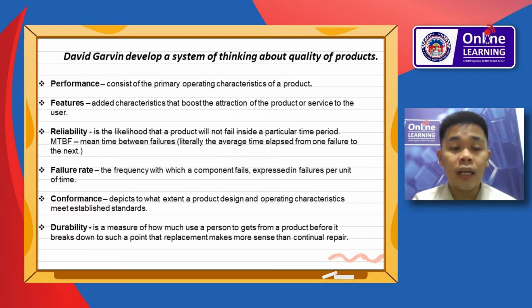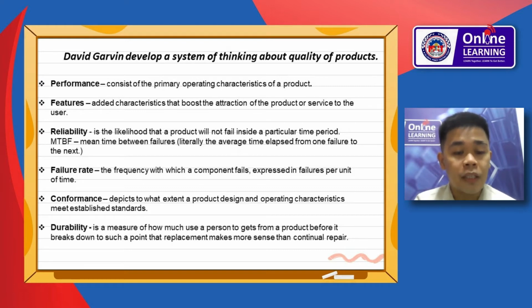Then, for reliability, it is the likelihood that a product will not fail inside a particular time period. MTBF means mean time between failures, literally the average time elapsed from one failure to the next. Failure rate is the frequency with which components fail, expressed in failures per unit. Conformance depicts the extent to which a product's design and operating characteristics meet established standards.